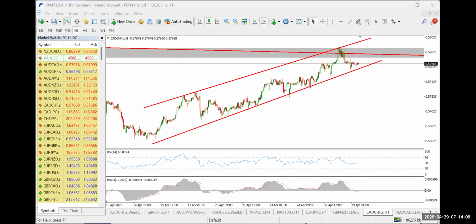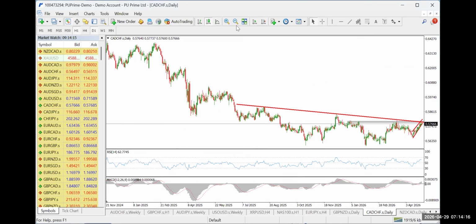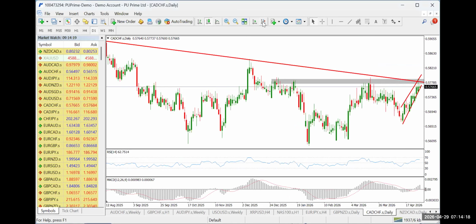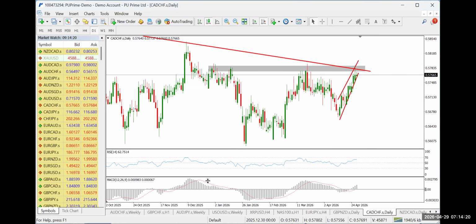So you can see on the screen, I have my CAD CHF. Now, this is the instrument I'm looking out for to trade for the CAD report by 2:45 p.m. this afternoon. I'm looking closely at the CAD CHF.